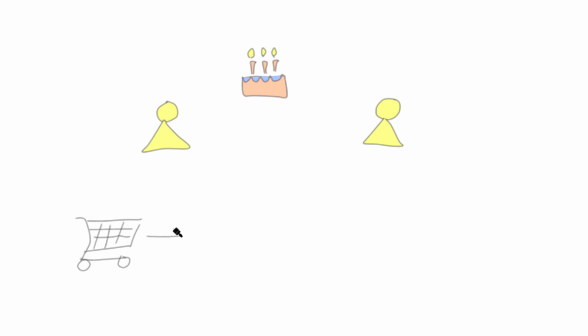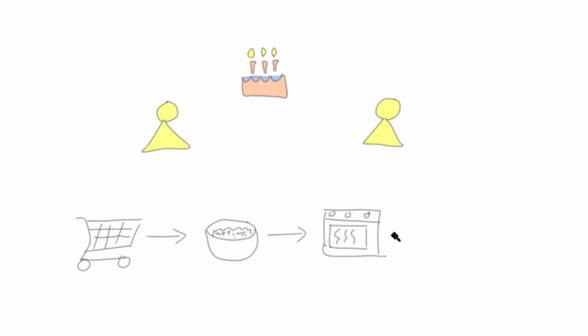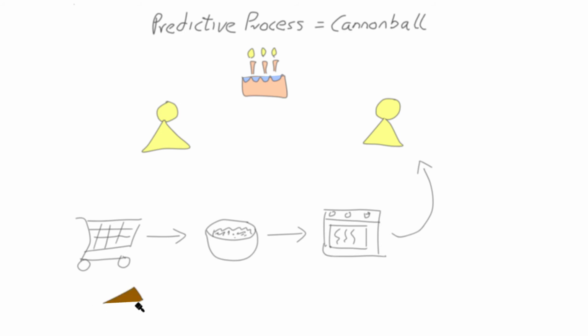So your process to solve this problem might look something like this. Go to the store, buy the ingredients, mix the right stuff in a bowl, put it in a tray in the oven, 350 degrees Fahrenheit for 30 minutes, and icing on the cake and present it on the day. So in this simple scenario, we are using what's called a predictive process. And it's sort of like a cannonball approach.